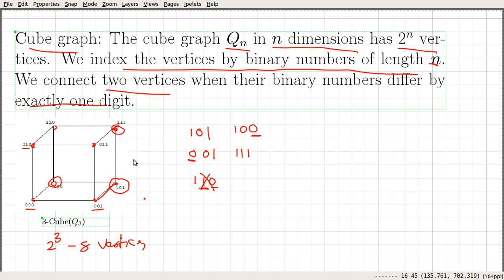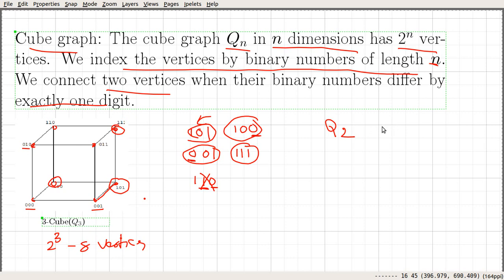Okay, so we can see that if we consider this bit string 101, it is connected to 001, 100, and 111. So if you look into these 3 bit strings, you can see that each differs from this bit string in exactly 1 bit position. Okay, so this is how Q3 or the 3-cube looks. Okay, so let's draw Q2.